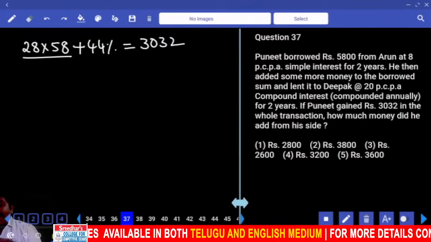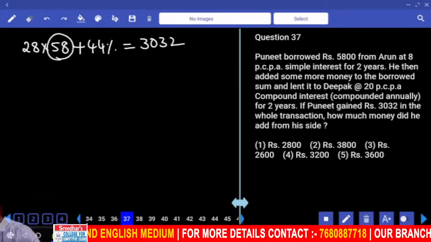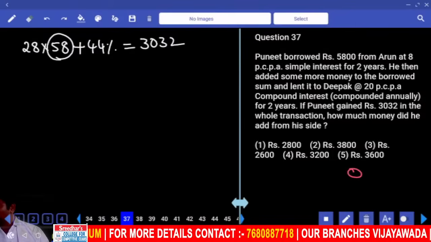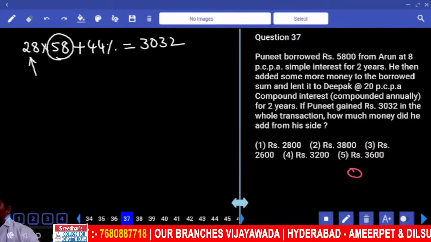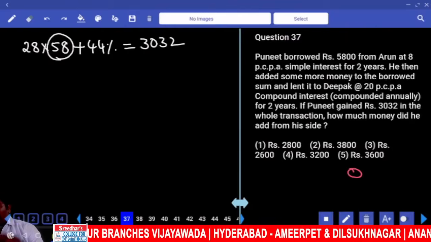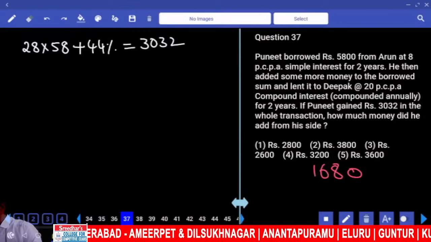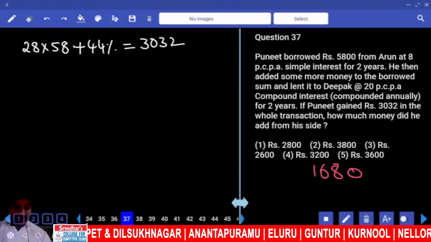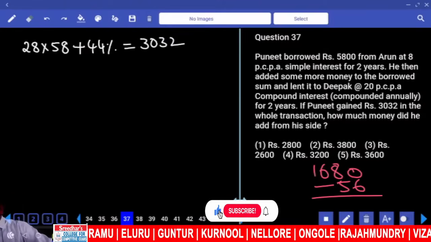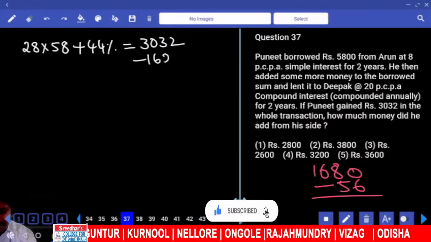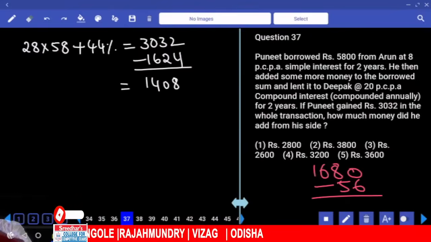So, 58 times. Assume it as 60 minus 2. 60 has 0. I will write 0 first. 20 into 6, 120. 8 into 6, 48. 120, 48. 168. In place of 58, if you have 60, this is what you are going to get. But you have to subtract 2 times of it. What is 2 times? 56 is subtracted. 1624. Correct? 1624 goes to right hand side and it becomes 1408. This is equal to 44%.